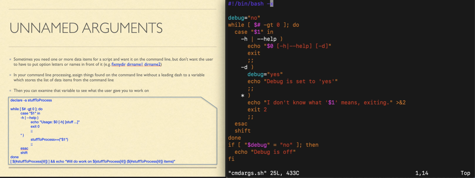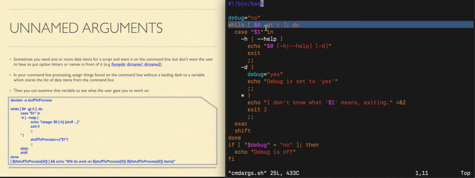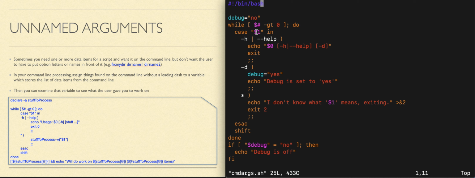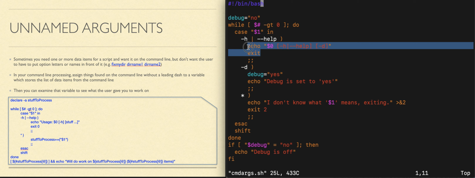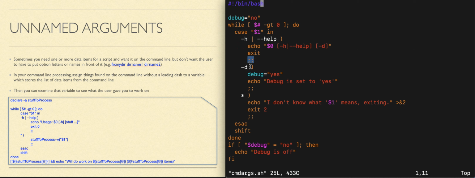The command args shell script is one we've been using. It sets a debug variable to no and then processes the command line. As long as there is anything on the command line, we use the case statement to examine the $1 variable. We give some patterns to match, for example, -H or --help, and commands to run for that situation, terminated with a double semicolon. Another pattern we might see on the command line is -D, and if we have that, we set the debug variable to yes and tell the user we saw it, and terminate that with a double semicolon.